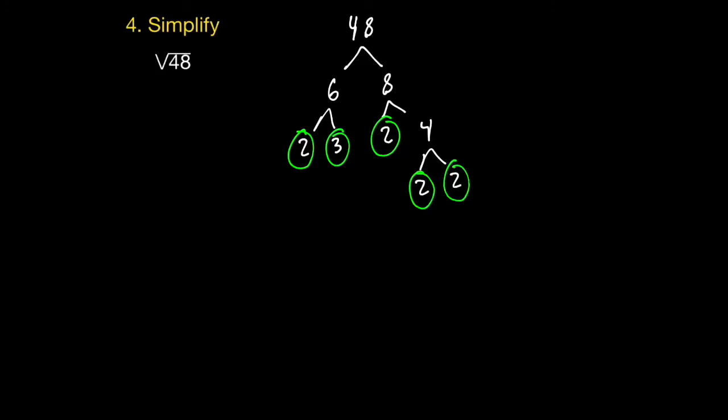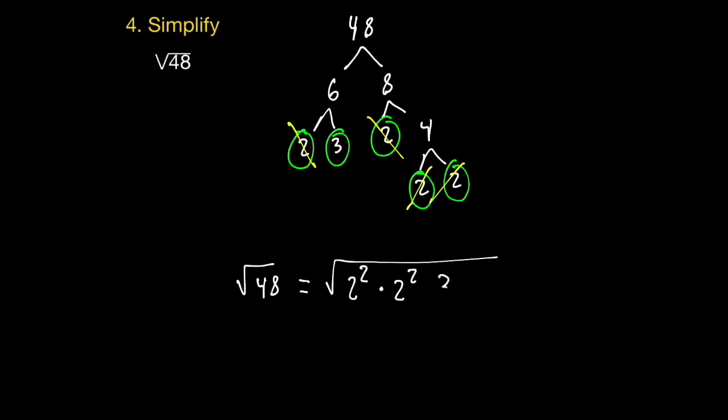I'll be able to rewrite the square root of 48 as the square root, and then I'll get the pairs. So here I have a pair of 2's. I'll write that as 2 squared. I have another pair of 2's. So I have another 2 squared. And then I have 1, 3. I'll write that right here at the end.